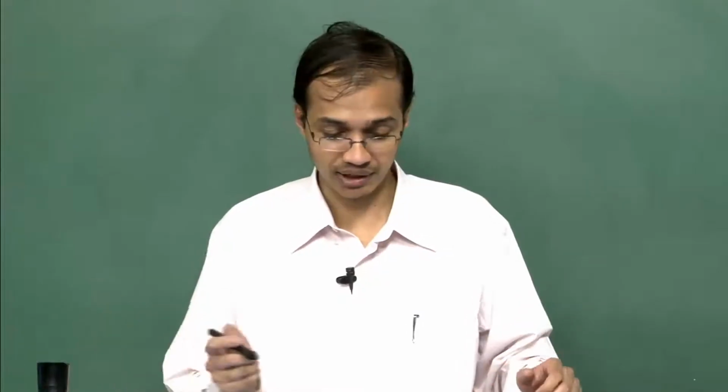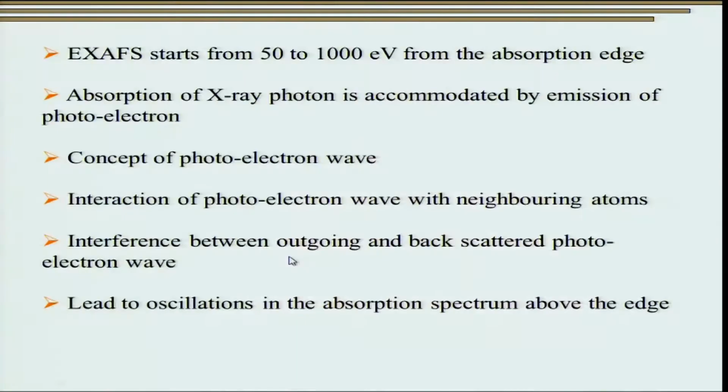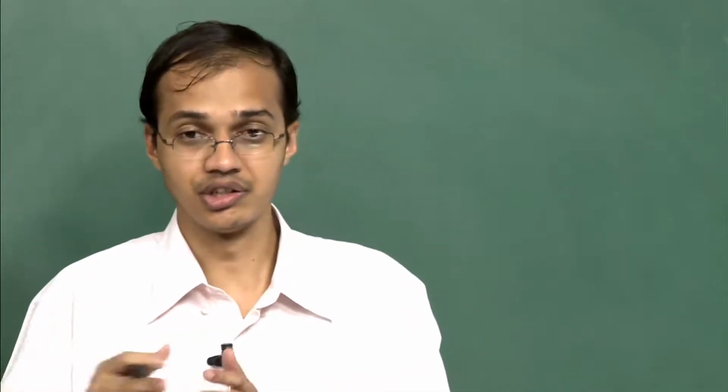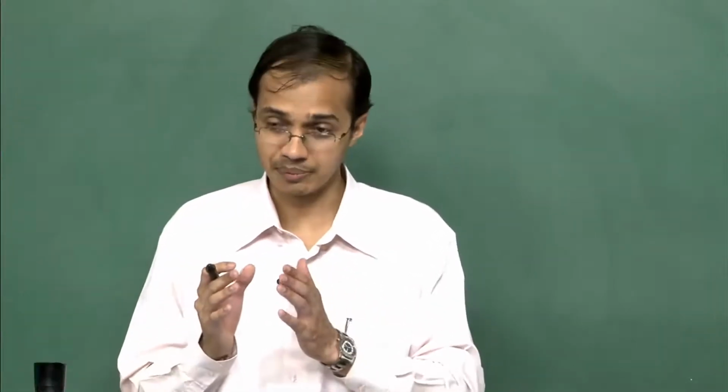The wave formed because of the photoelectron actually interacts with the neighboring atoms, and therefore gets scattered from there. Not only that, there is an interference between the outgoing as well as the back scattered photoelectron wave. This is something that we had talked about time and again, right? If the X-rays meet in phase, there is constructive interference. If they meet out of phase, there is destructive interference. So, something very similar to it is happening.